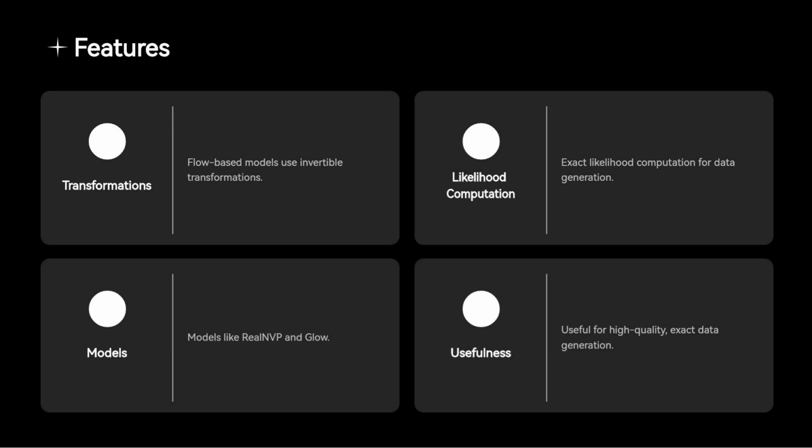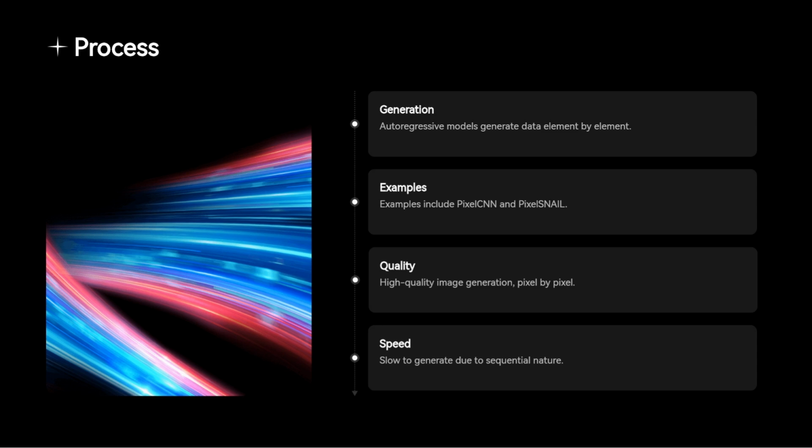Flow-based models are well suited for applications that require high-quality data generation and are especially useful in scenarios where exact likelihood evaluation is necessary. Autoregressive models generate data one element or pixel at a time, conditioning each new element on the previously generated elements. This type of model has been successful in generating high-quality images, pixel by pixel. PixelCNN and PixelSNAIL are examples of autoregressive models for image generation. They are capable of generating highly detailed images by modeling the conditional distribution of each pixel given its neighbors.